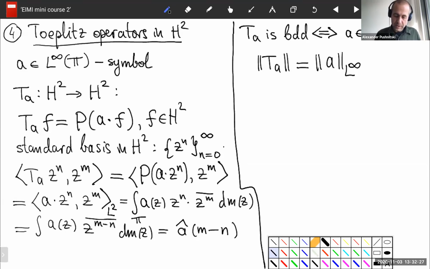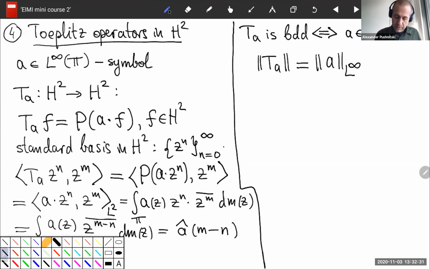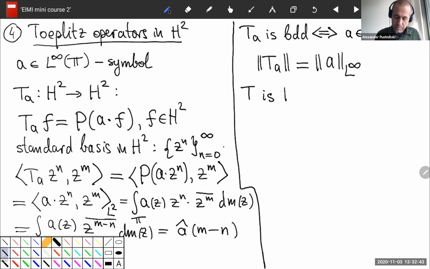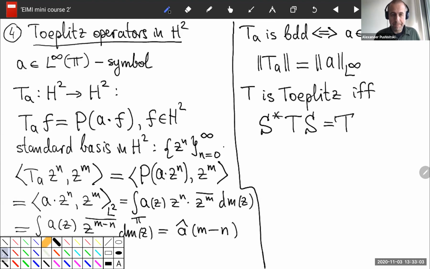Okay, so the second point is kind of algebraic. So let me phrase it like this. T is a Toeplitz operator if and only if it satisfies the following commutation relation with the shift operator. Okay, so this is called the Brown-Halmos theorem. In one direction, it's relatively easy. You just take a Toeplitz operator and check this property for it. Let's do this because it's a really nice and simple exercise.